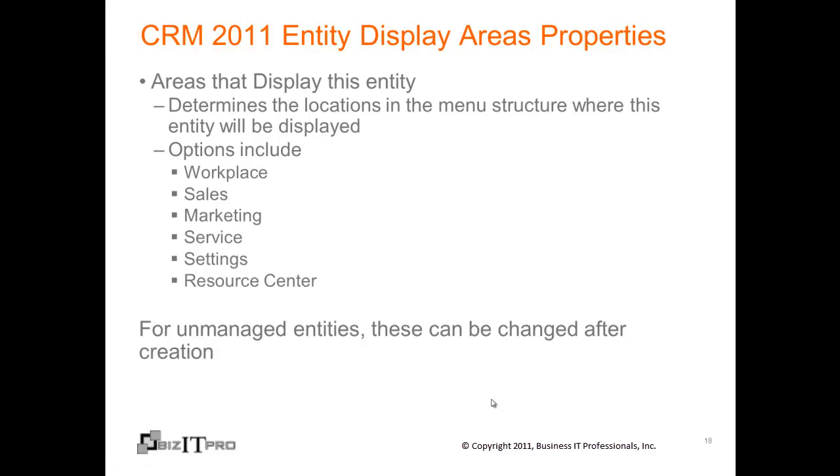The CRM 2011 Entity Display Areas properties are used to determine what areas display this entity in the menu structure. So the options include checkboxes for Workplace, Sales, Marketing, Service, Settings, and Resource Center. For unmanaged entities, these can be changed after creation, but for the out-of-box entities or the system solution, these are currently locked down in CRM 2011.